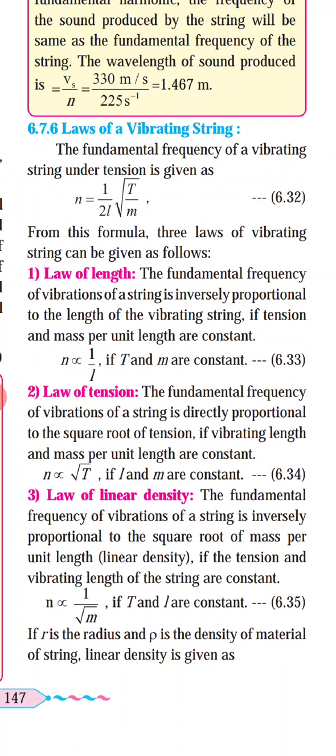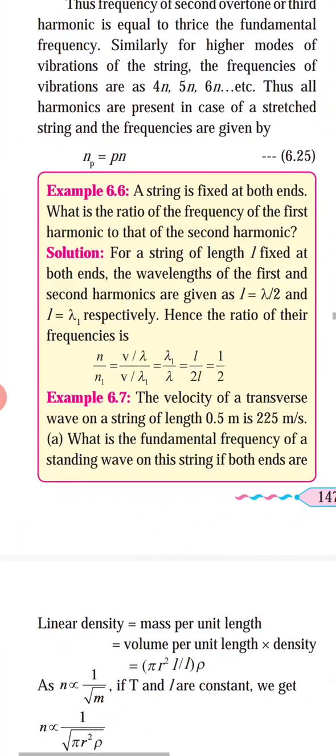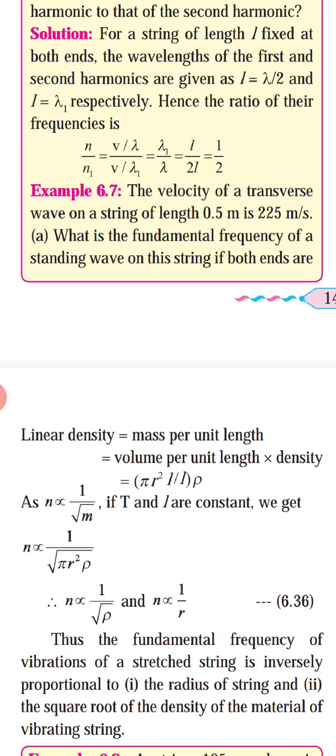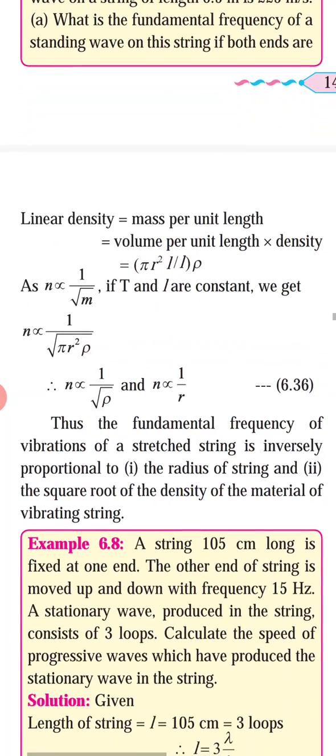So if r is the radius and rho is the density of the material of the string, then linear density is given as, linear density is nothing but mass per unit length. So volume per unit length into density, so pi r square L upon L into density. So L will cancel out. So n is inversely proportional to under root of m if T and l are constant. So we get n is inversely proportional to pi r square into rho in square root. So n is inversely proportional to the square root of density, and n is proportional to 1 upon r, that is the radius of the wire.